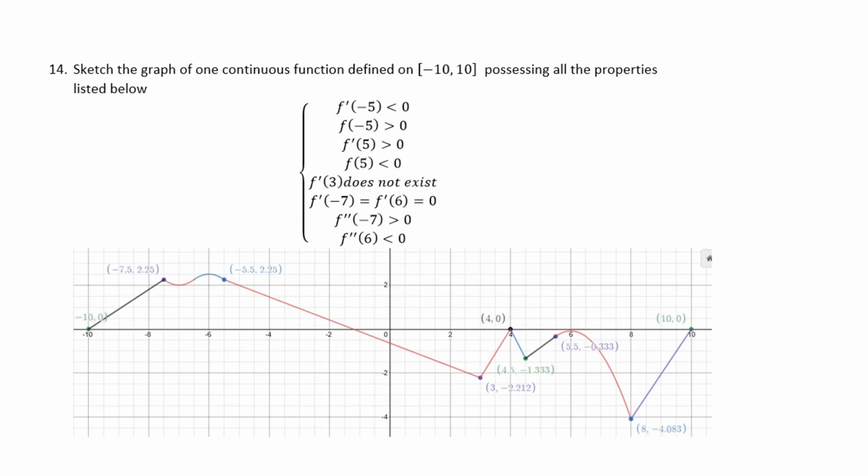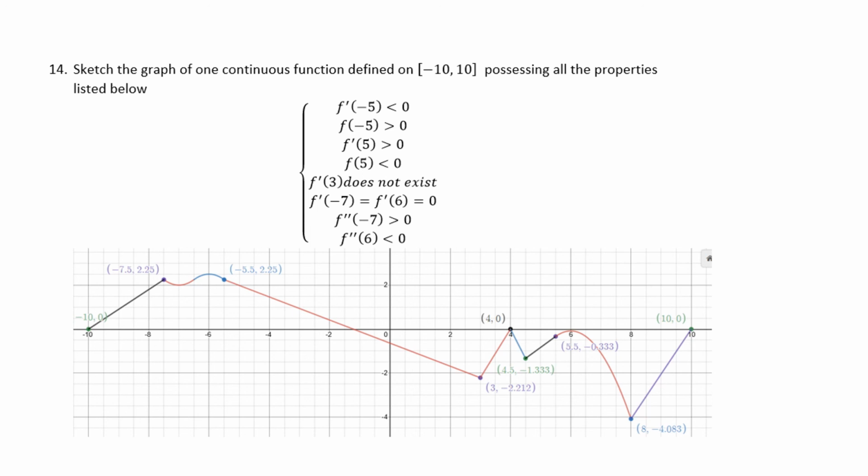Number 14, you were supposed to sketch one continuous function on this possessing all the properties. Okay, first of all, it had to be a function. If you don't have a function, if it doesn't pass the vertical line test, it's wrong. It has to be defined at every point from minus 10 to 10. If you didn't do that, it's wrong. It has to be decreasing at minus 5, but the y-coordinate at minus 5 has to be positive. It must be increasing at 5, and the y-coordinate at 5 has to be negative.